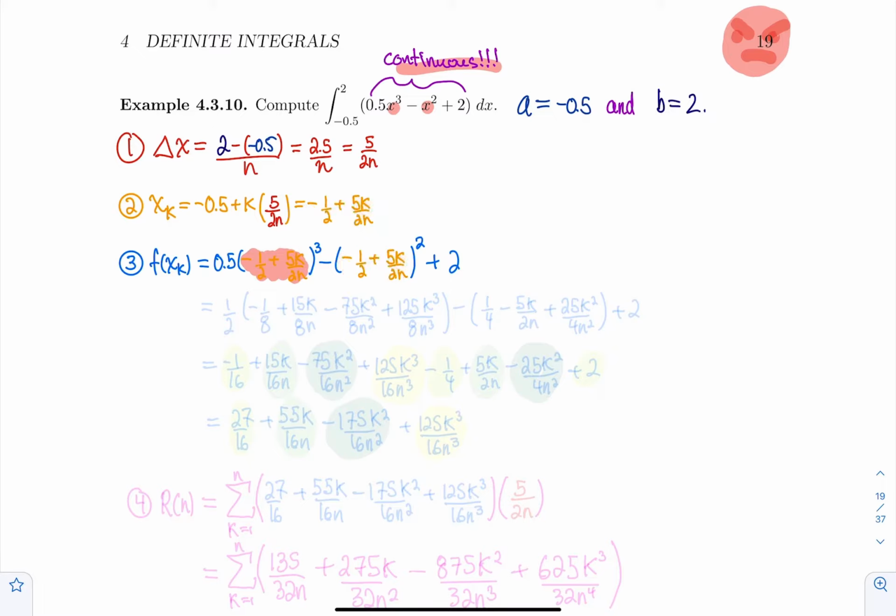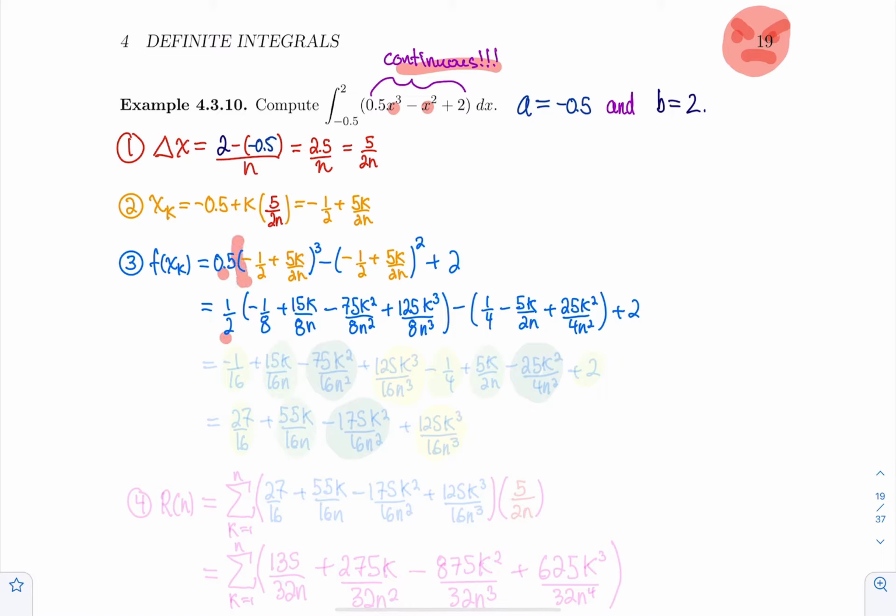Now the next step is to simply FOIL and simplify. So this is purely algebra. It's typically the toughest step for most of you, but it's just algebra. So let's just FOIL and simplify as much as possible. So here we go. If you FOIL the power 3 and the power 2, this is what you'll get. Okay, so again here, I'm going to work with fractions. So the 0.5 is going to turn into a 1/2.